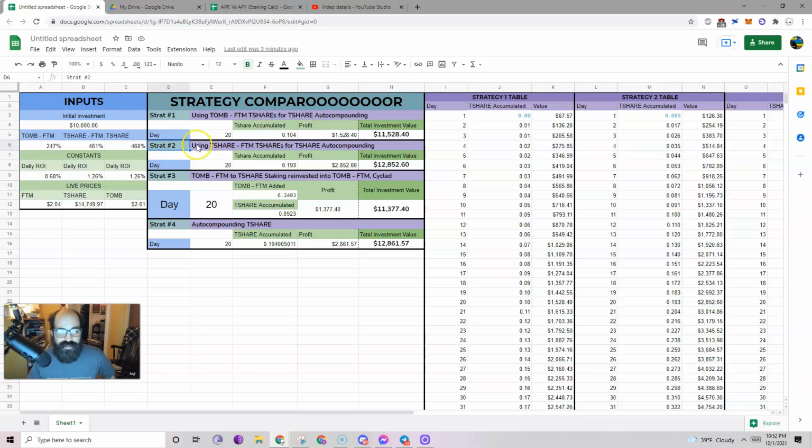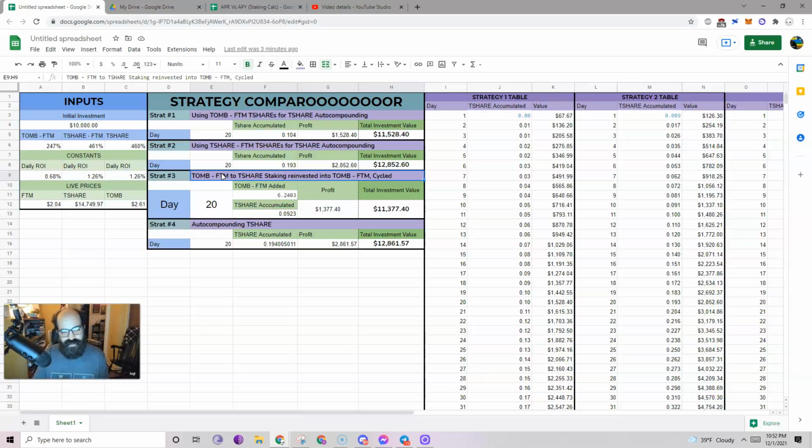Now, strategy number 2 is doing the T-share Fantom LP, getting T-shares, and throwing those T-shares again into the Grim Auto Compounder. You're ending up with quite a bit more ROI. This looks like a 28% ROI over 20 days. It's really good.